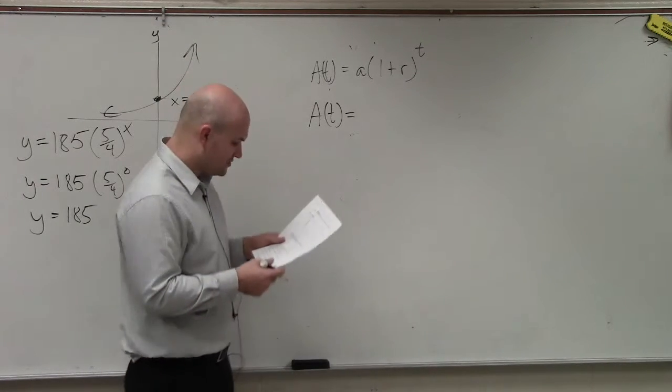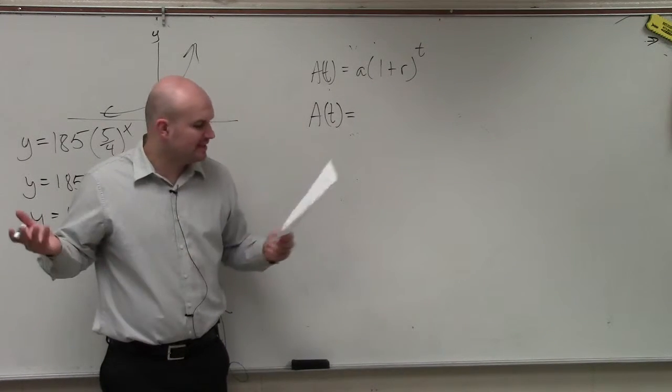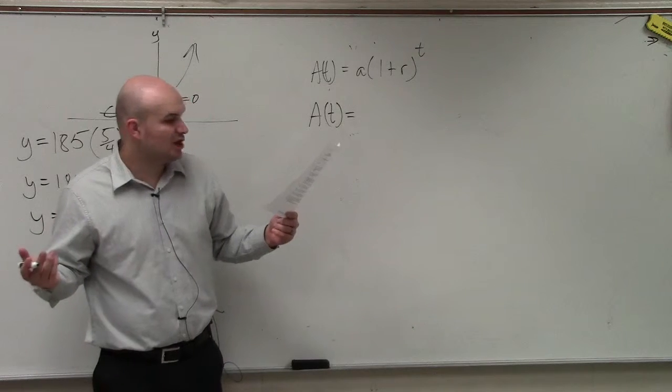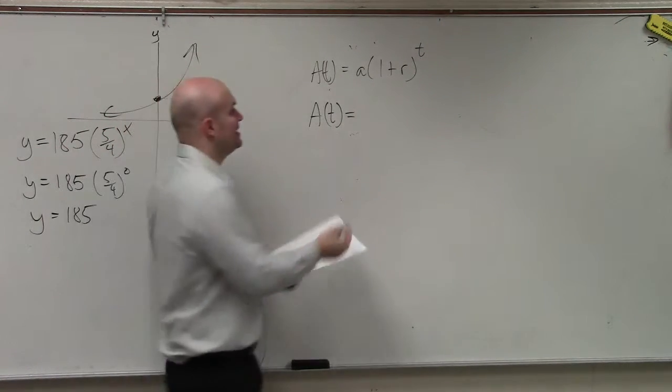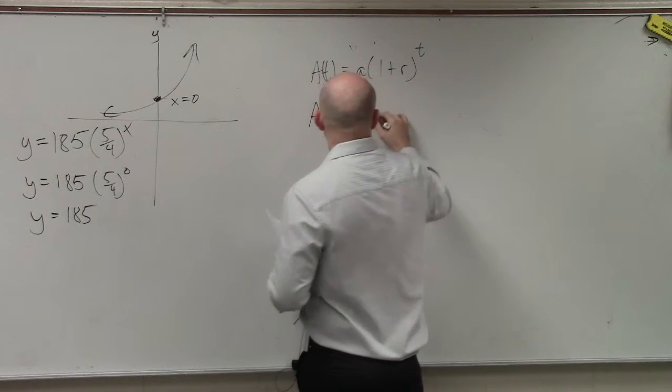So the next thing is we want to look at the initial amount. So what would be the initial amount of the car? Well, it says a new car sells for $18,000. So that'd be like year one would be $18,000, right? So that is your initial amount.